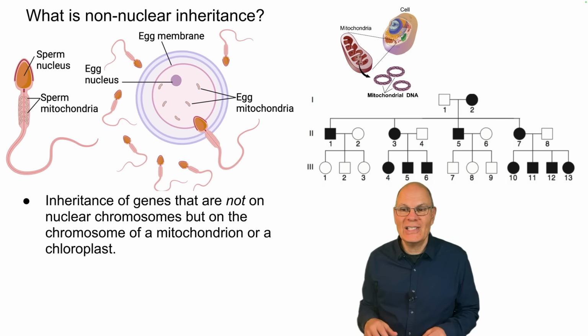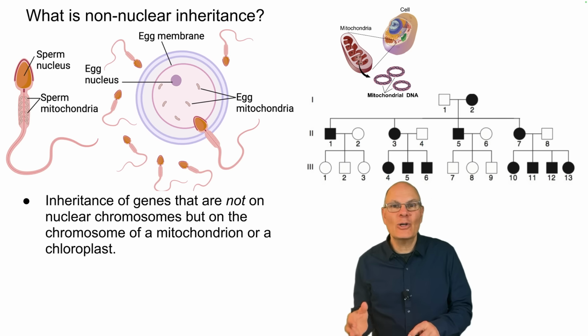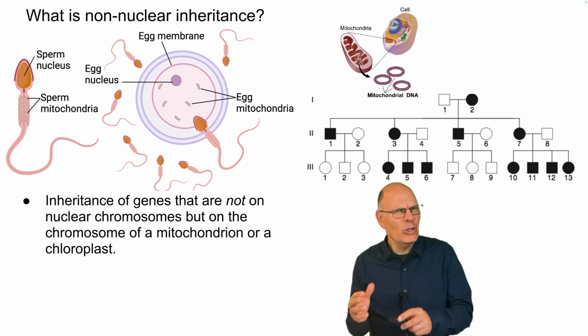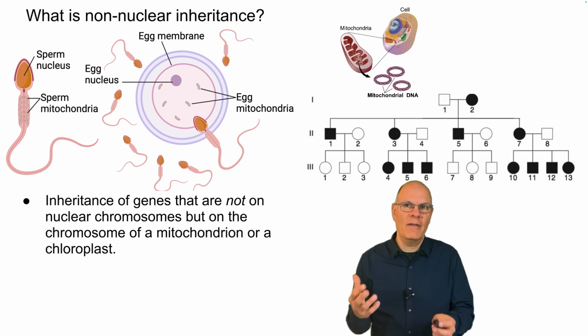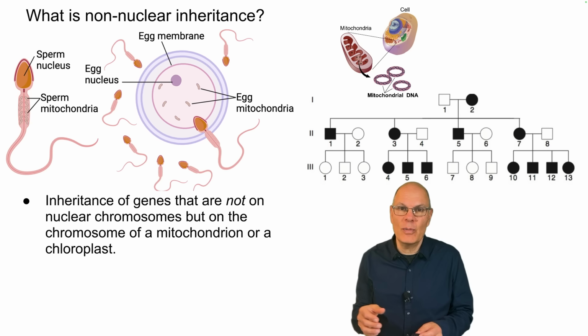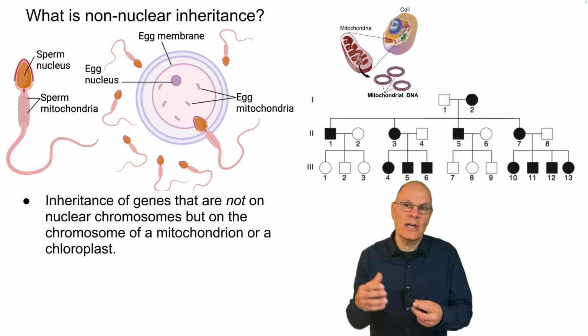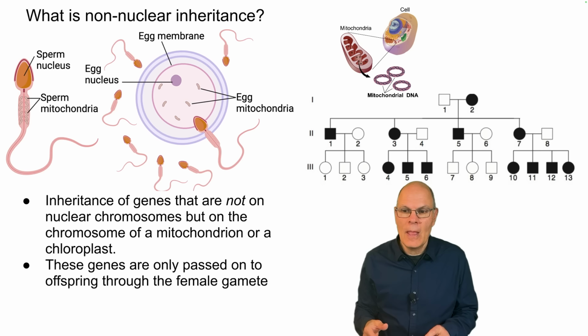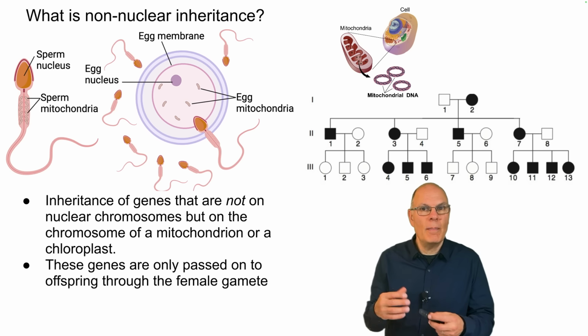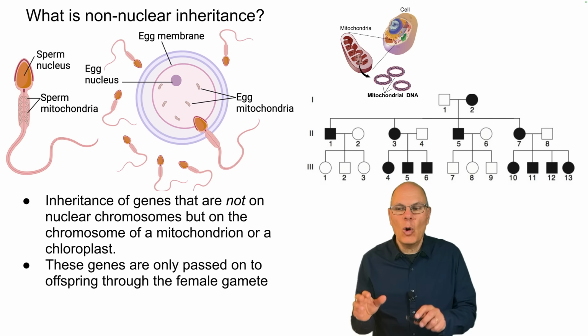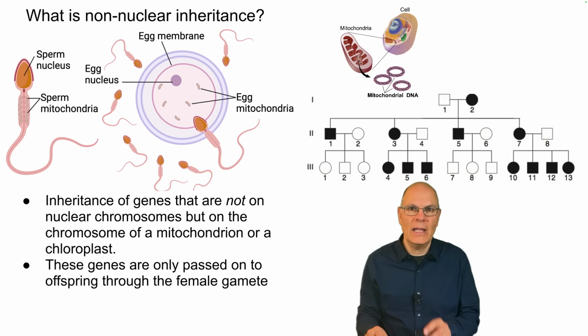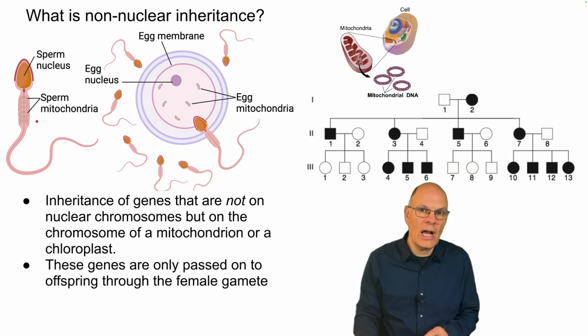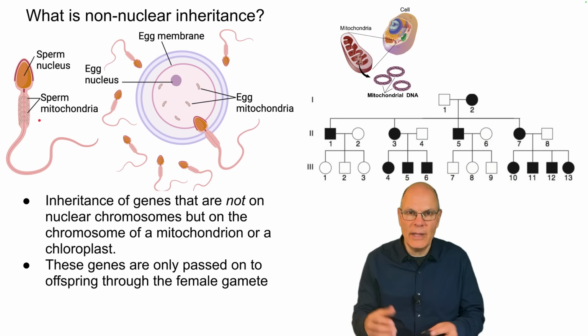What is non-nuclear inheritance? It's inheritance of genes that are not on a nuclear chromosome, but on the chromosome of a mitochondrion or a chloroplast. A nuclear chromosome is one of the autosomes or a sex chromosome that are found inside the nucleus of a eukaryotic cell. These genes that are on mitochondria or chloroplasts are only passed on to the offspring through the female gamete. Why? Let's look at the example of sperm. Sperm have mitochondria. The mitochondria power the flagellum that enables the sperm to swim towards the ovum.